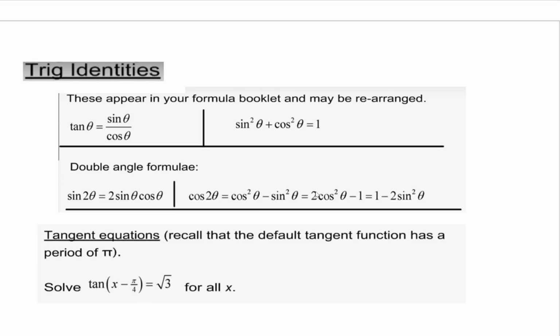So now we have to know some trig identities too. Some of them we should already know. Tan is sine over cosine. This is all in your formula sheet. So tan is sine over cosine, very important, especially when we do unit circle stuff.